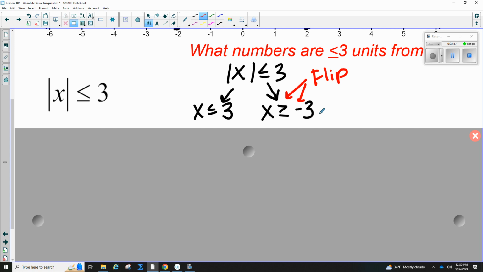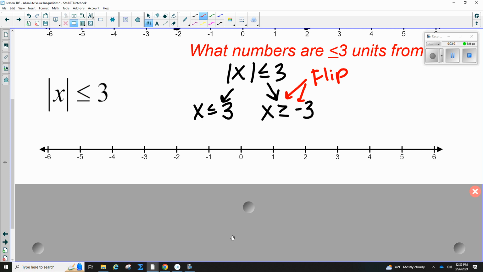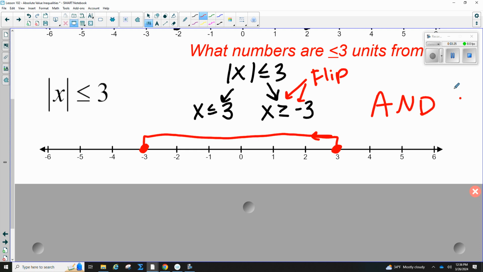So if I draw a number line, it is going to turn into either an and graph or an or graph. Do you guys remember the and graphs and the or graphs? Okay, the or graphs point out. The and graphs are in between 2 numbers. So if I have less than or equal to 3, let's say this is domain reals, that goes this way. And then I also have greater than or equal to negative 3, that goes this way. So this turns into an and graph where I'm in between 2 points.